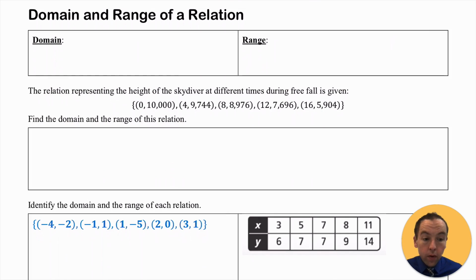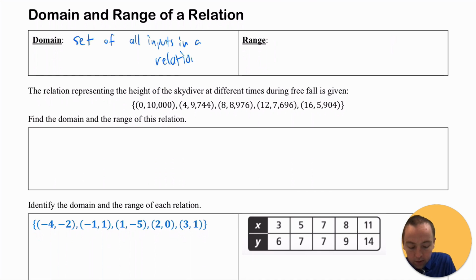The domain and range of a relation just specify the set of all the inputs and the set of all the outputs, respectively, in a relation. Whenever I'm dealing with domain here today, I guess I'll use the color blue. So we'll define the domain to be a set, and it's a set of all of the inputs in a relation, or an association between two different quantities.